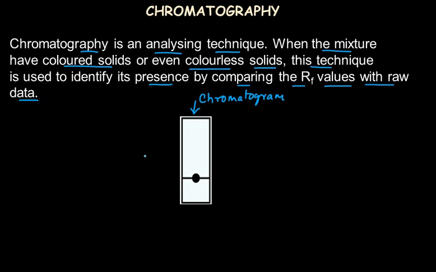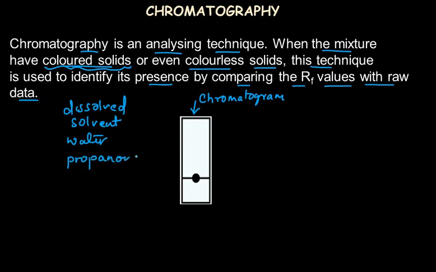Now we need to put a drop of a mixture of the colored solids which we are going to analyze. The mixture of colored solids is dissolved in proper solvent. Dissolved in proper solvent, in the sense we need to choose a solvent in which the mixture solids which we have taken should dissolve. That can be water or any organic solvent like propanol or ethanol. Those are a few common organic solvents. We can also use an aqueous solvent like water, but we need to see that the solids which we are analyzing should dissolve in this solvent.